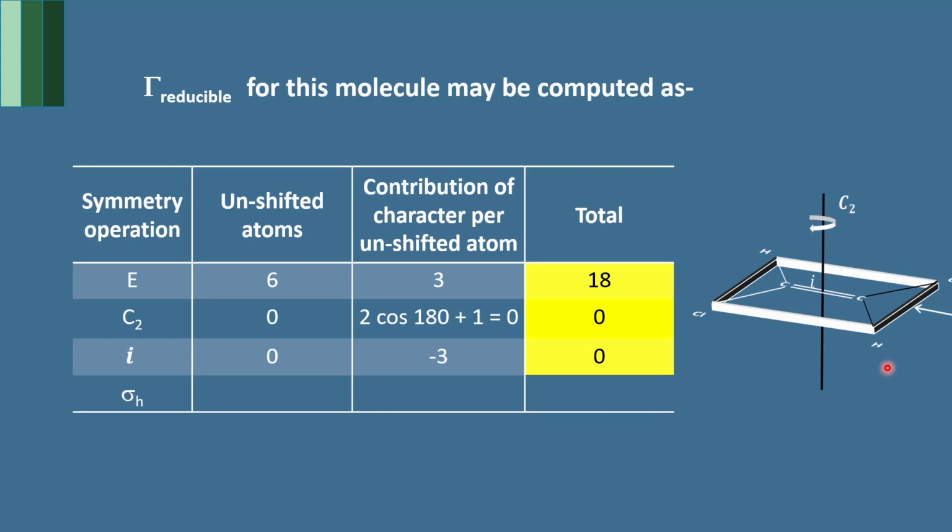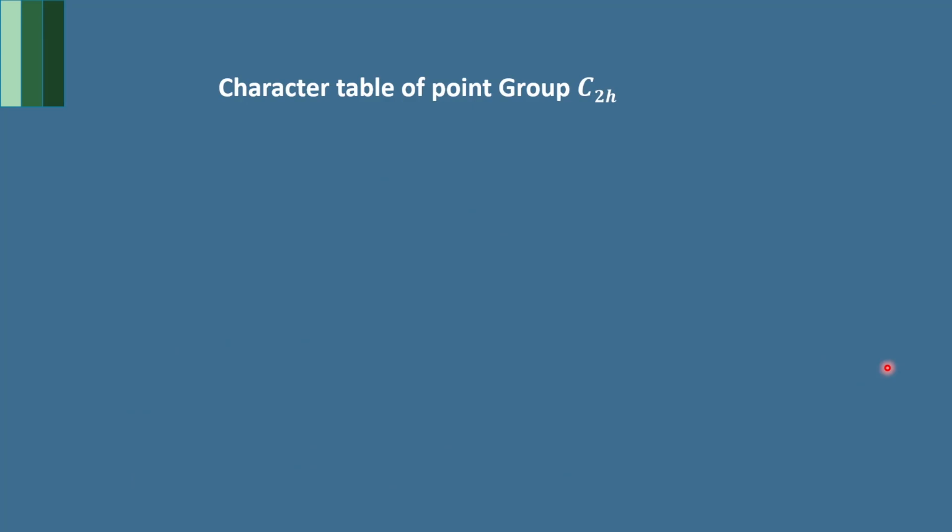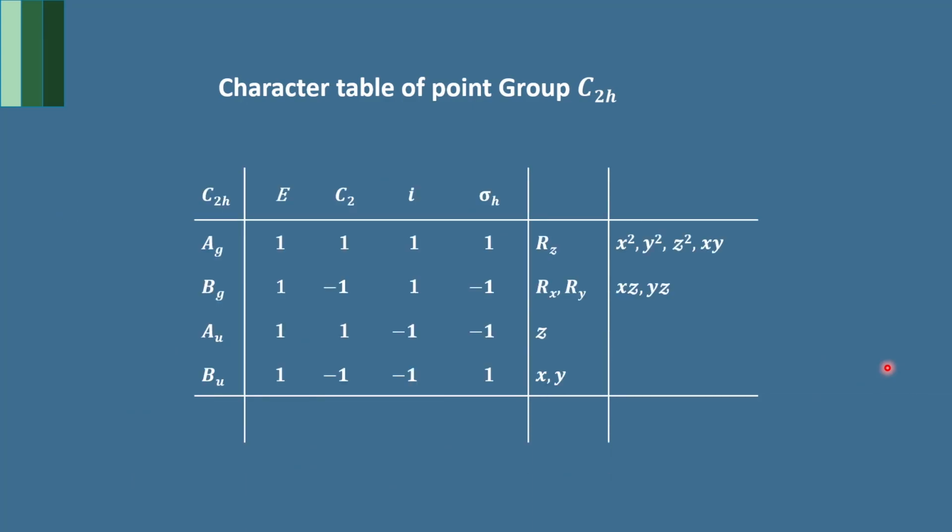For sigma h, because this is the molecular plane, perpendicular to the C2 axis, all 6 atoms would be there. The contribution is 1, so the net contribution would be 6. So 18, 0, 0, 6 makes the total contribution for that particular character table. Now again refer to the character table of point group C2h.